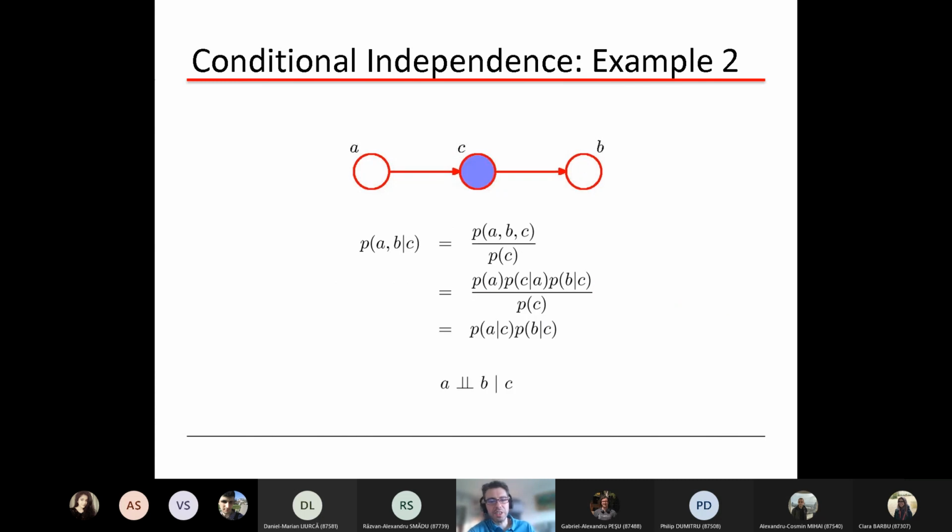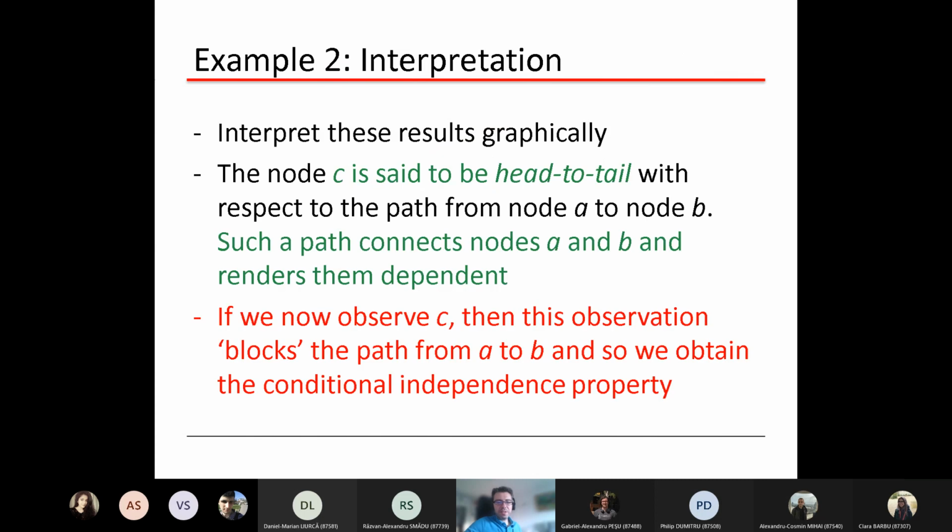But if C is observed or C is given, then we divide by P of C. And by using Bayes' rule, we see that here we have the posterior distribution of A given C. So actually, A and B now become independent given C. So it's similar to the first case. The interpretation would be: if C is not observed, we have an inference path going from A to B, but once C is observed, the inference path is blocked. So if C is head-to-tail and it's observed, the path of inference becomes blocked.